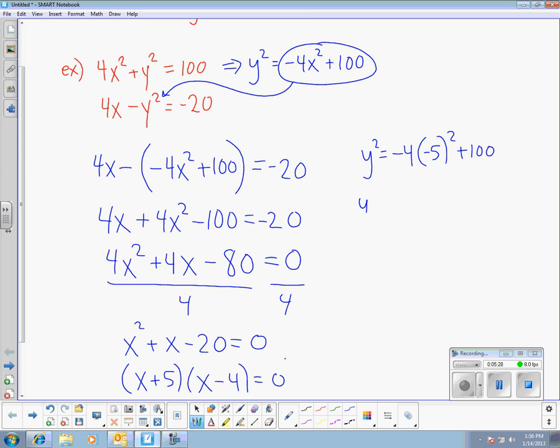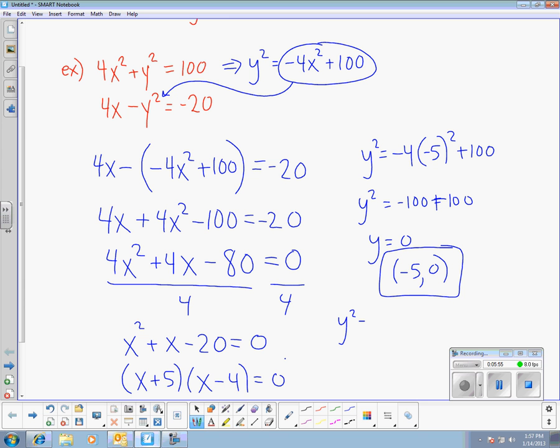All right, so y squared is equal to negative 4 times 25, which is negative 100 plus 100. So y equals 0, which means that when x is negative 5, the y that goes with that is 0. So there's one solution. But I had another possibility for x, which was 4. So let's see what that one gives me.